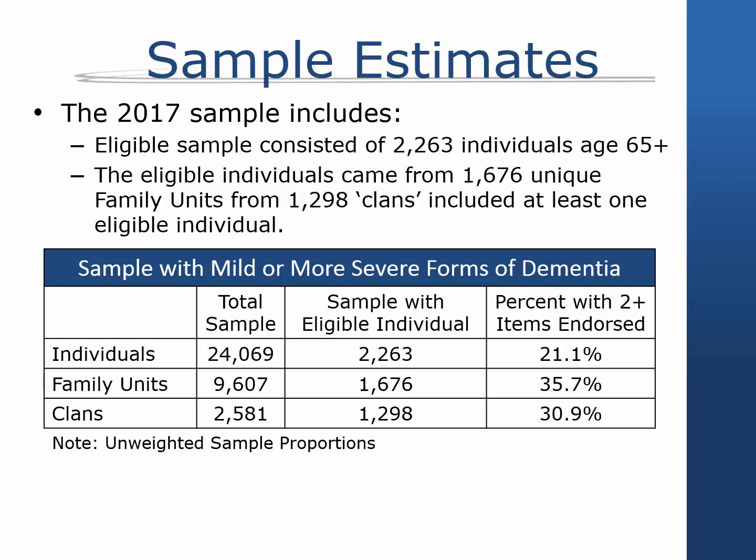Out of the eligible sample, the unweighted percent of eligible individuals who endorsed 2 or more items was 21.1%. Of eligible family units, 35.7% had at least one individual who endorsed 2 or more items, while 30.9% of eligible clans had at least one individual who endorsed 2 or more items.